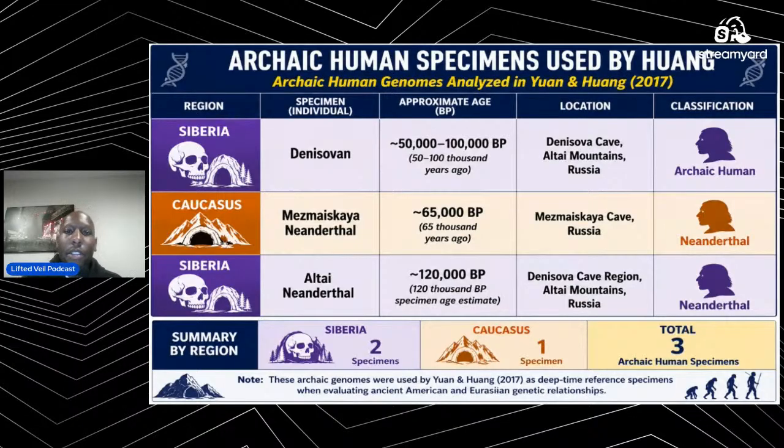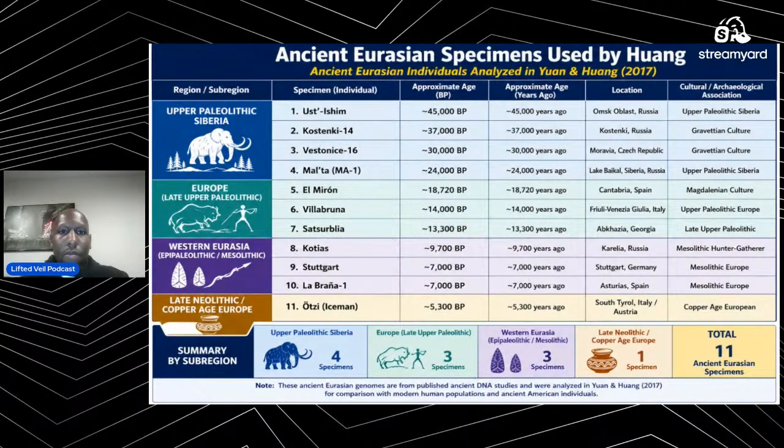All right, archaic human specimens used by Yuan and Huang. Okay, and so once again, this is abstracted from the actual study by AI. I think this is pretty thorough. Little fly visuals. Ancient Eurasian specimens used by Huang.